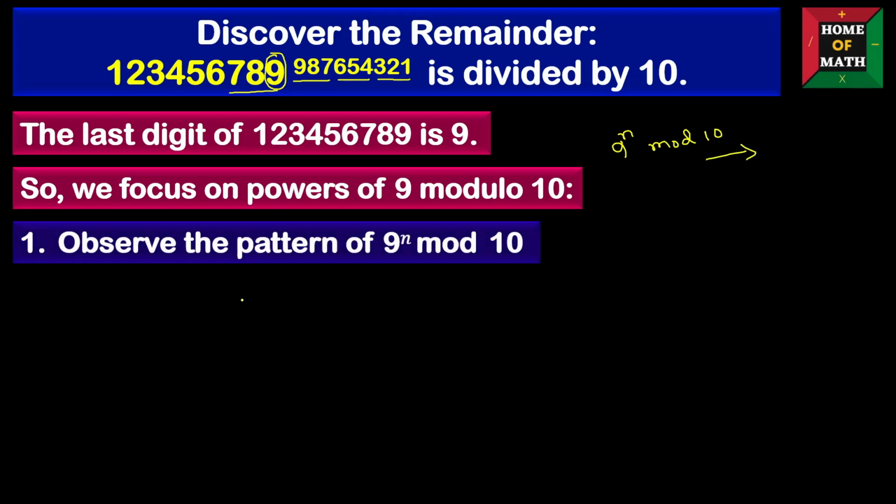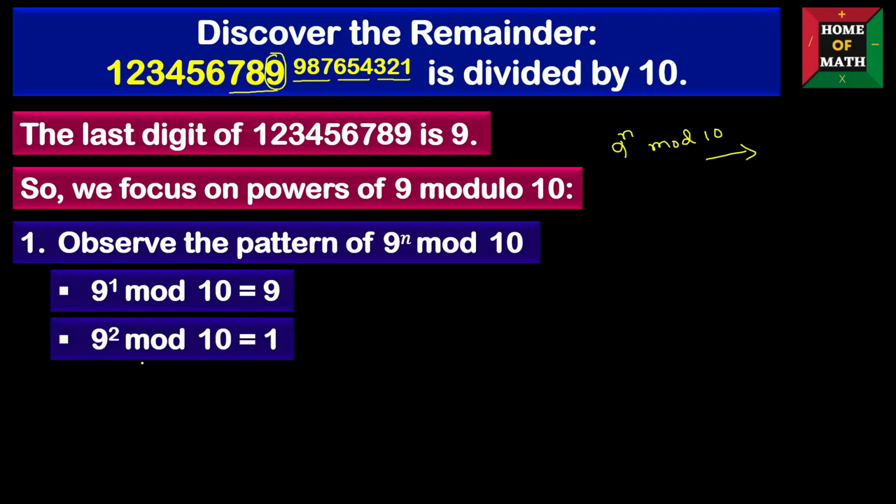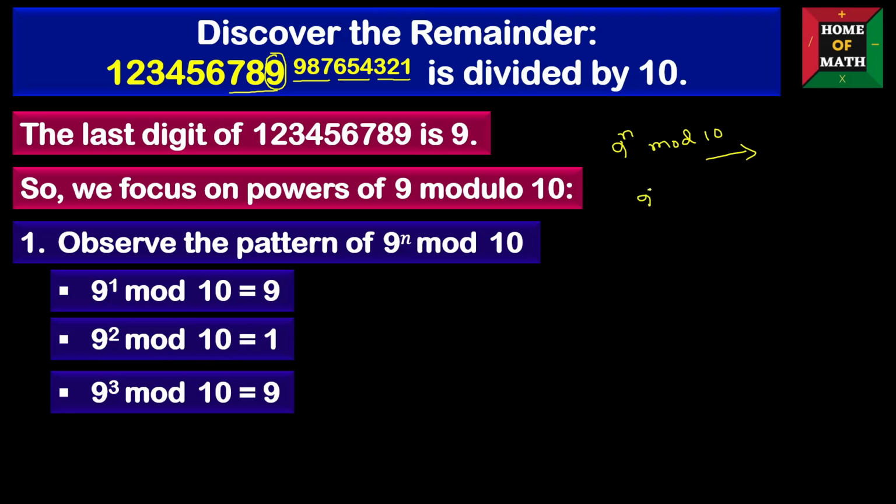So in this case, we have to find out a pattern of 9 to the power n modulo 10. First, 9 to the power 1 modulo 10 is 9. 9 squared modulo 10 equals 1. 9 to the power 3 modulo 10 equals 9. Look, 9 squared means 81. Once we divide 81 by 10, the quotient will be 8 and the remainder will be 1. Right? This is a 1.